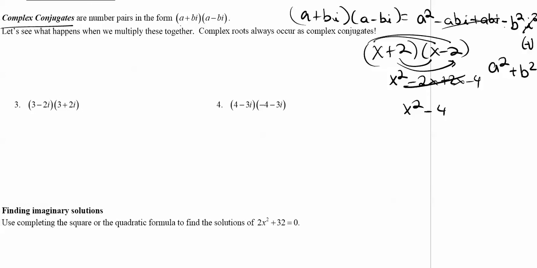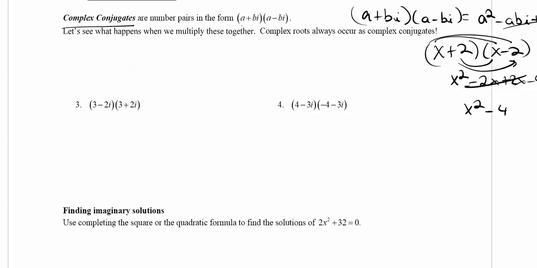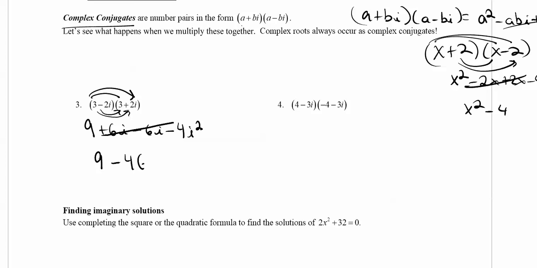Okay, so let's see how this plays out with complex conjugates. Okay, so if I have 3 times 3, that would be 9. And if I have 3 times 2i, that would be plus 6i. And then if I have negative 2i times 3, that would be minus 6i. And then the last terms, that would be minus 4i squared. Well, positive 6i and negative 6i will cancel, so that will be 9 minus 4 times negative 1. Well, how will that affect my answer? Well, 9 plus 4 will actually be 13.